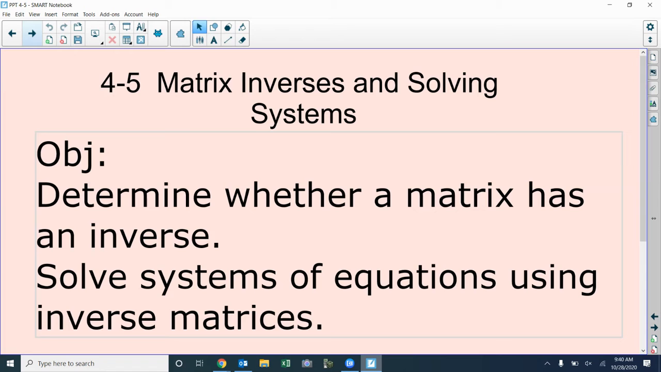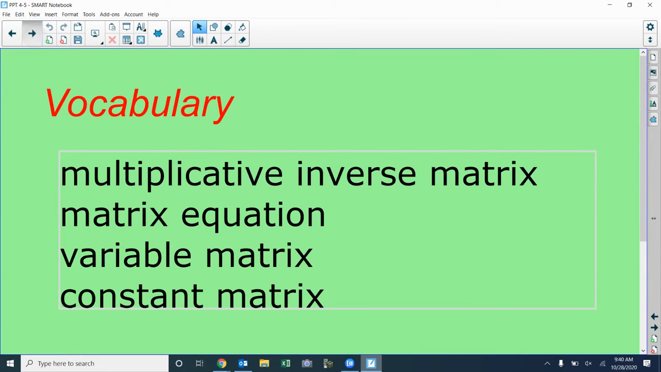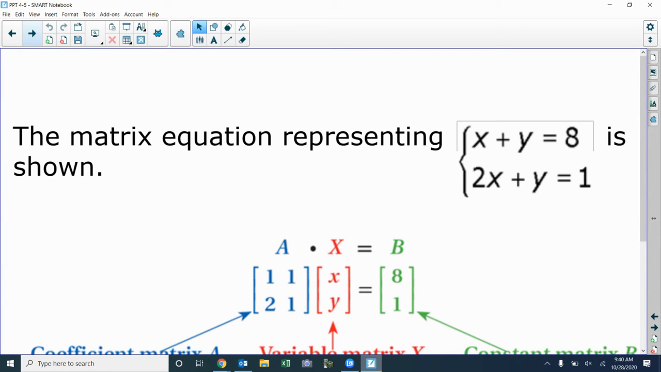Once we get involved with it, you know you've done substitution and elimination. Guess what? You don't have to use that anymore. Your calculator is gonna allow you to do that. I got one page of notes to show you, and it's just this page right here.